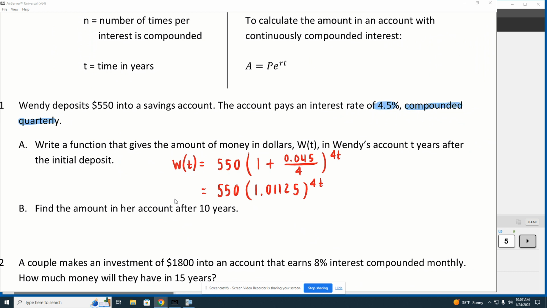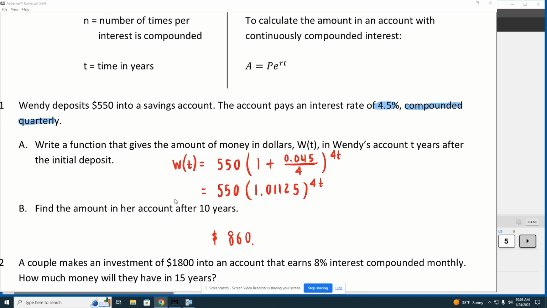So there's my equation. Now what's the last question asked? Find the amount after 10 years. So what are we going to do? We're going to type this in, but we're going to replace t with what? What's 4 times 10? So I'm going to type in 550, open parenthesis, 1.01125, raised to the, and you can either do 4 times 10, or you can go ahead and do 40. Either do 4 times 10 up in the exponent spot or change it to 40. But if you do that correctly, how much money will be left in the account after 10 years?